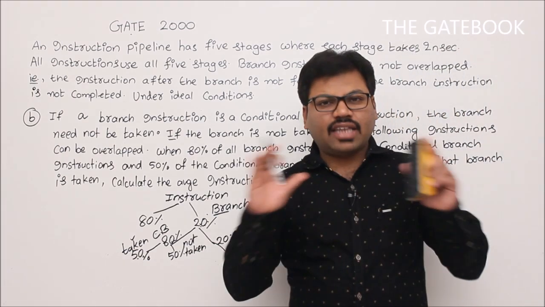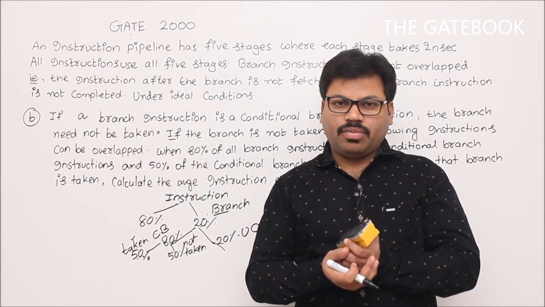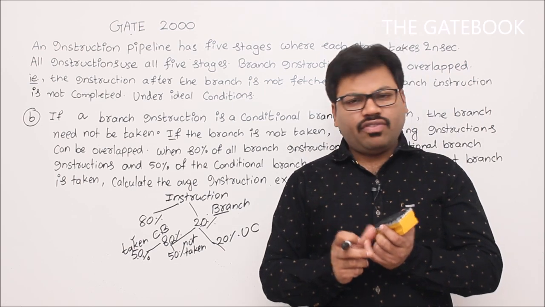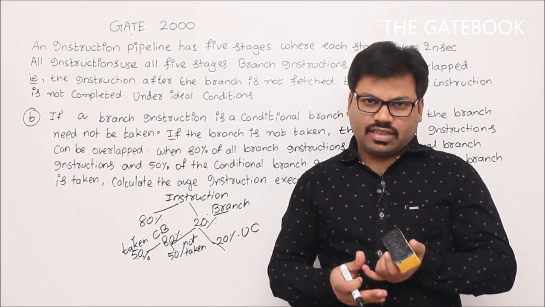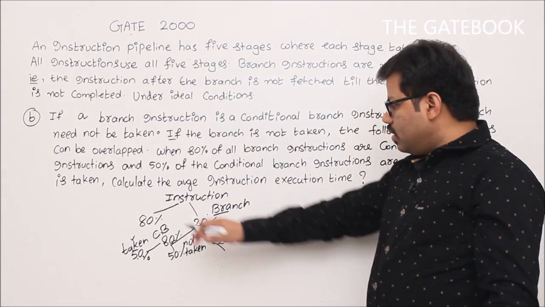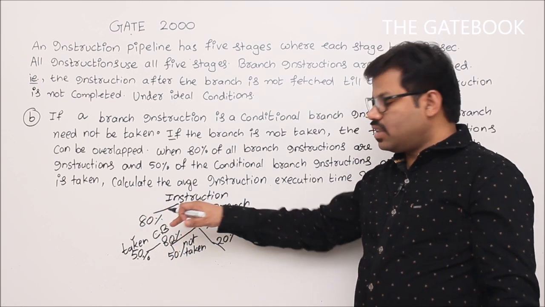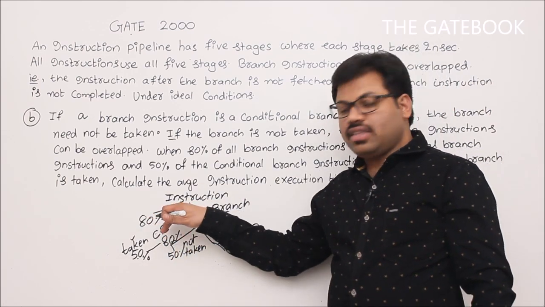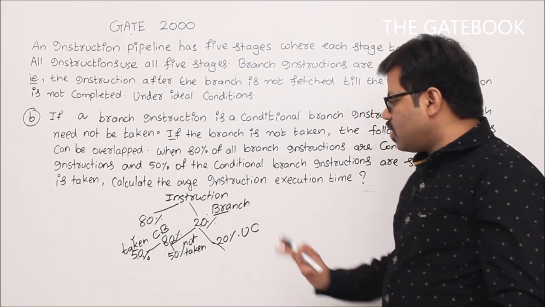If there is no branch instruction, what is the average instruction execution time? 2 nanosecond, because only one stage delay occurs. But now these instructions are taking a lot of stalls. Otherwise, these instructions are not overlapping sometimes. That's why they will have additional penalty. That's why let's systematically solve this problem.